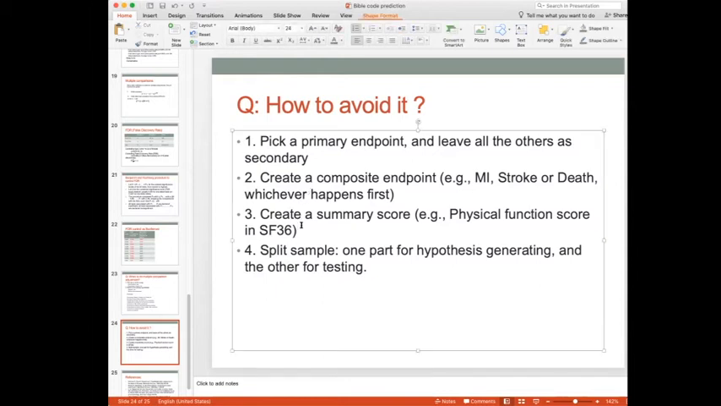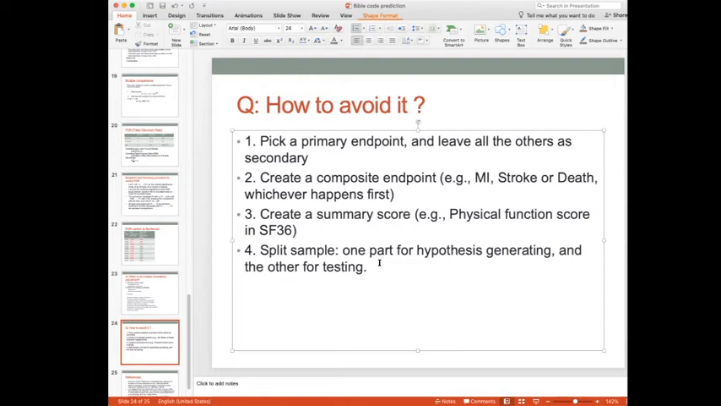The third one is create a summary score. Sometimes you have different scales and you just do the average as a summary score. For example, the physical function score in SF36 is a summary score of all different domains of the physical function, right? So that way you only have one endpoint.